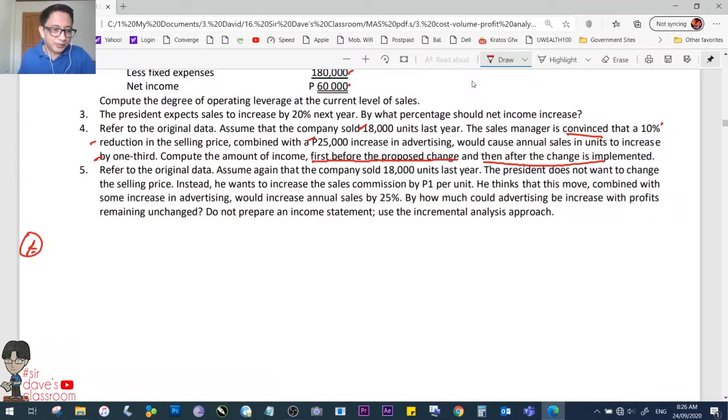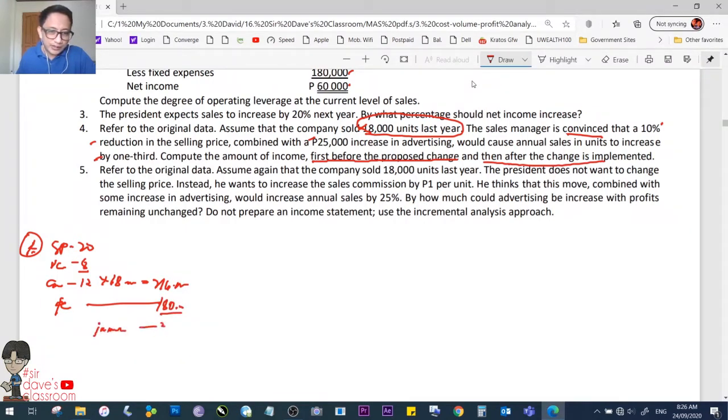So, for number 4, selling price of 20. Let's just repeat what we wrote earlier. Variable cost of 8 and a contribution margin of 12 times, according to the problem, it sold 18,000 units last year, so 18,000. The total CM should be 216,000. With a fixed cost of, could you please check, how much is our fixed cost? 180,000 last year. The income must be, quickly, 36,000.